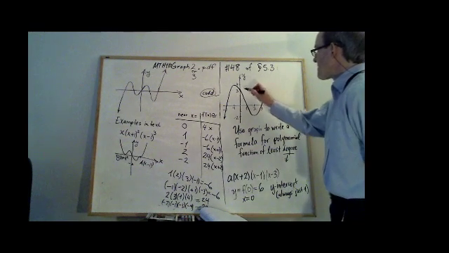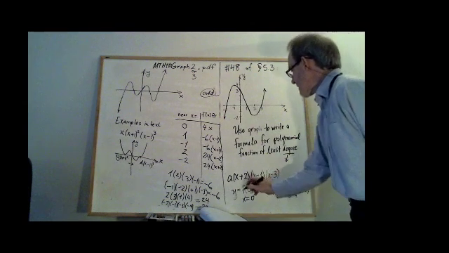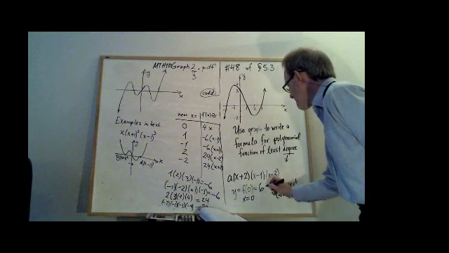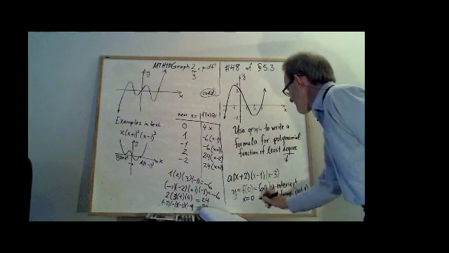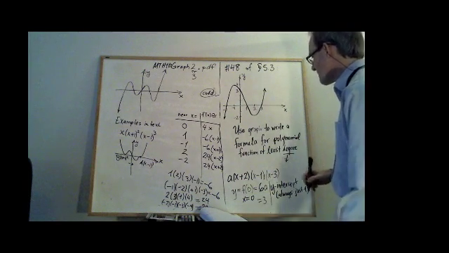Okay, but the graph says 3. So I should put an a in front. All these factors give you 6, and then you get an a. So that equals 3, therefore a must be 1 over 2.